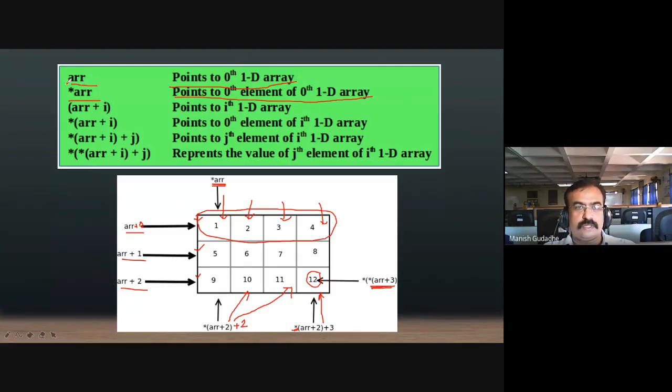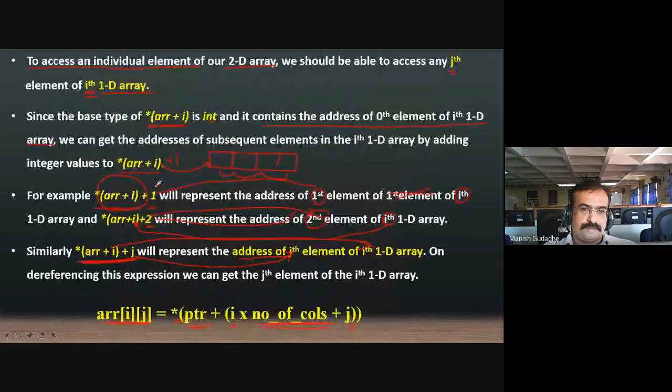This is pointing to the block. This is pointing to a single element. ARR plus I is pointing to a block. A pointer value at ARR plus I is pointing to an element. Similarly here also, this points to the jth element of, so here this plays an important role, and it is pointing to a value. So this is the way we are accessing individual elements of a 2D array.